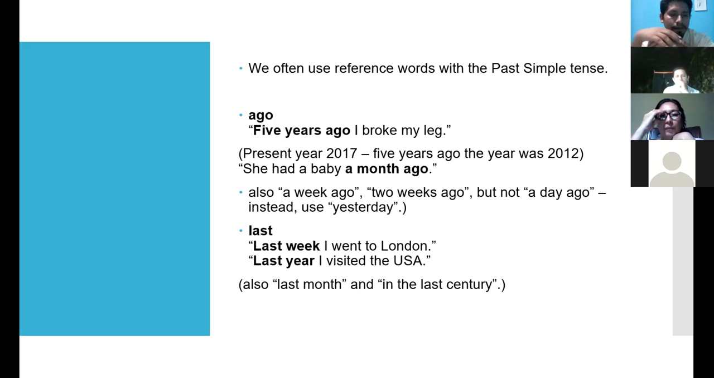And also we have another word that is last. It has the same meaning as ago. And we can express periods of time like last week. This is a period of time in the past, and we express the idea, I want to share last year, last month, things like that. But check this out. Also last month and in the last century are periods of time that we can use.